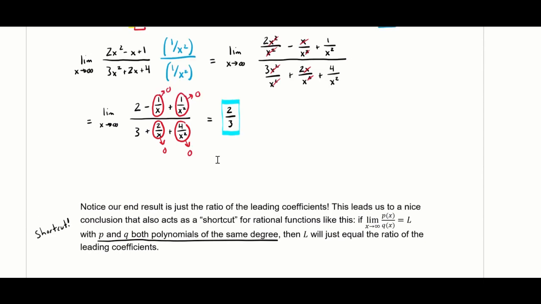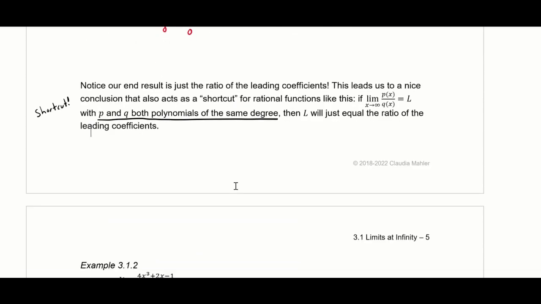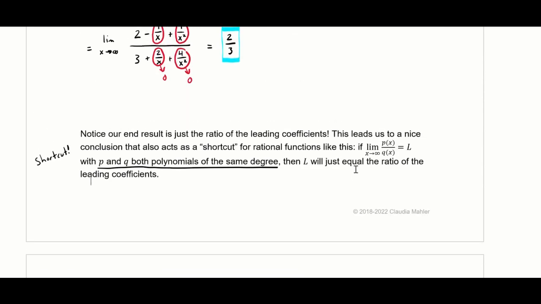So in this case, my two largest degree terms were 2x squared and 3x squared. I was basically able to ignore everything but those two leading coefficients, the 2 and the 3, because everything else became irrelevant. Everything else dropped out of meaningfulness when we're talking about letting x go to infinity. So in that specific type of case, the limit is going to be equal to the ratio of those leading coefficients.